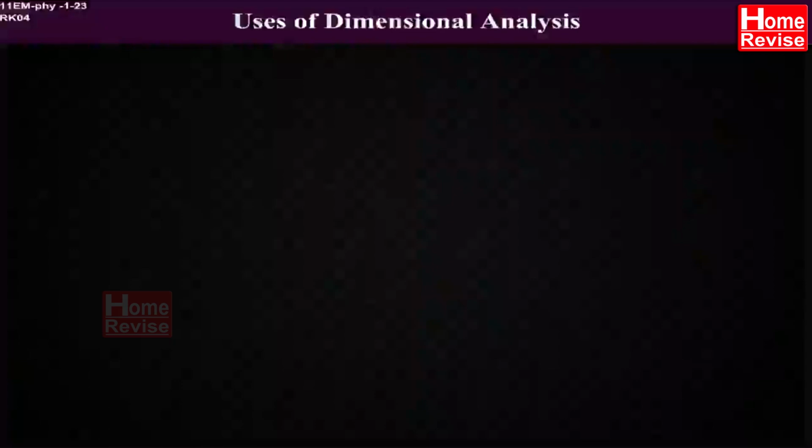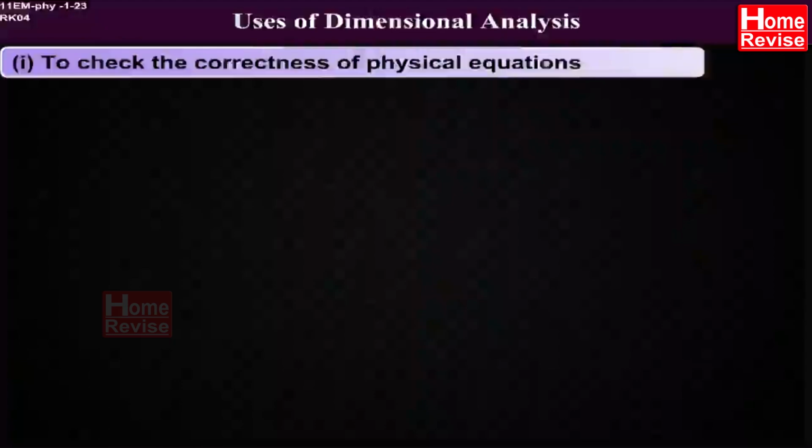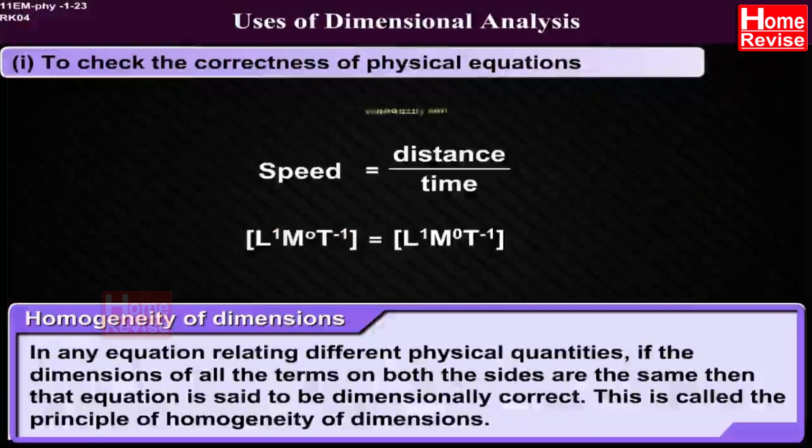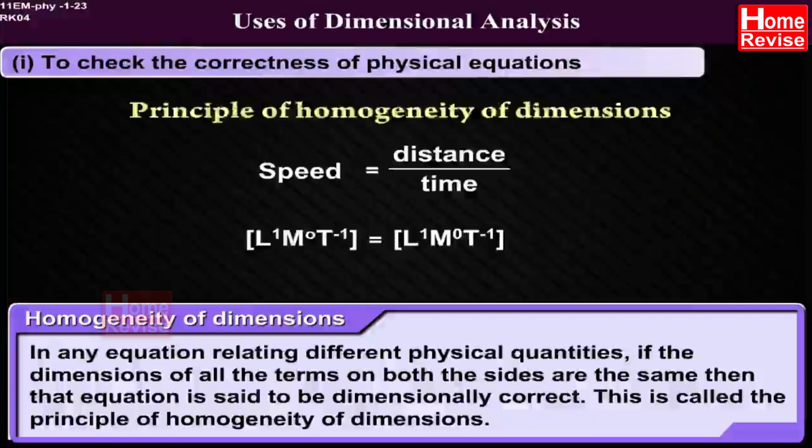Uses of dimensional analysis. First, to check the correctness of physical equations. In any equation relating different physical quantities, if the dimensions of all the terms on both the sides are the same, then that equation is said to be dimensionally correct. This is called the principle of homogeneity of dimensions.